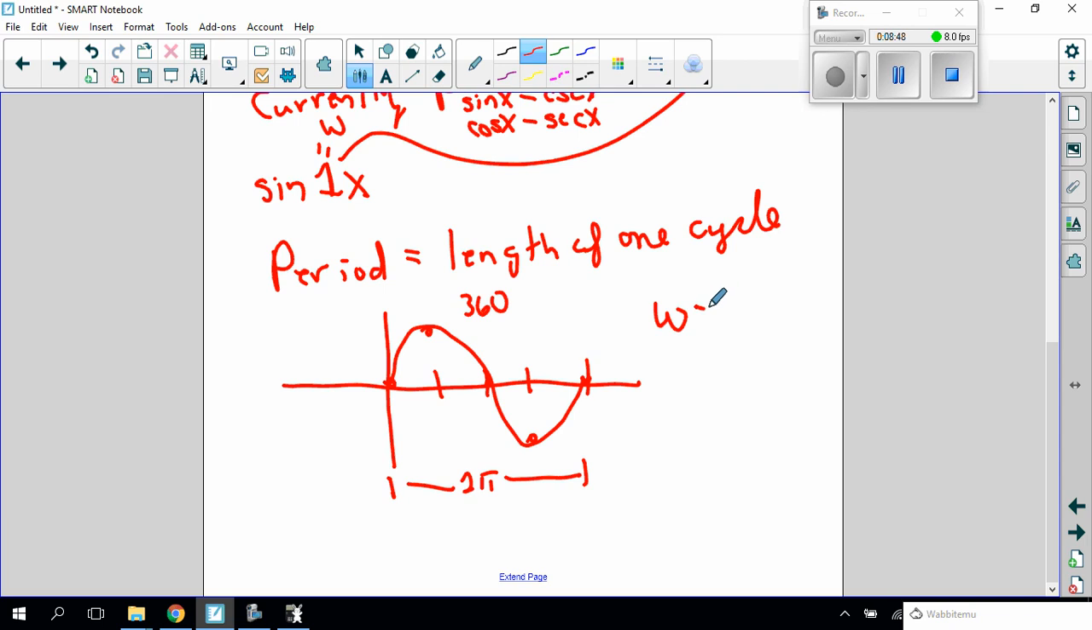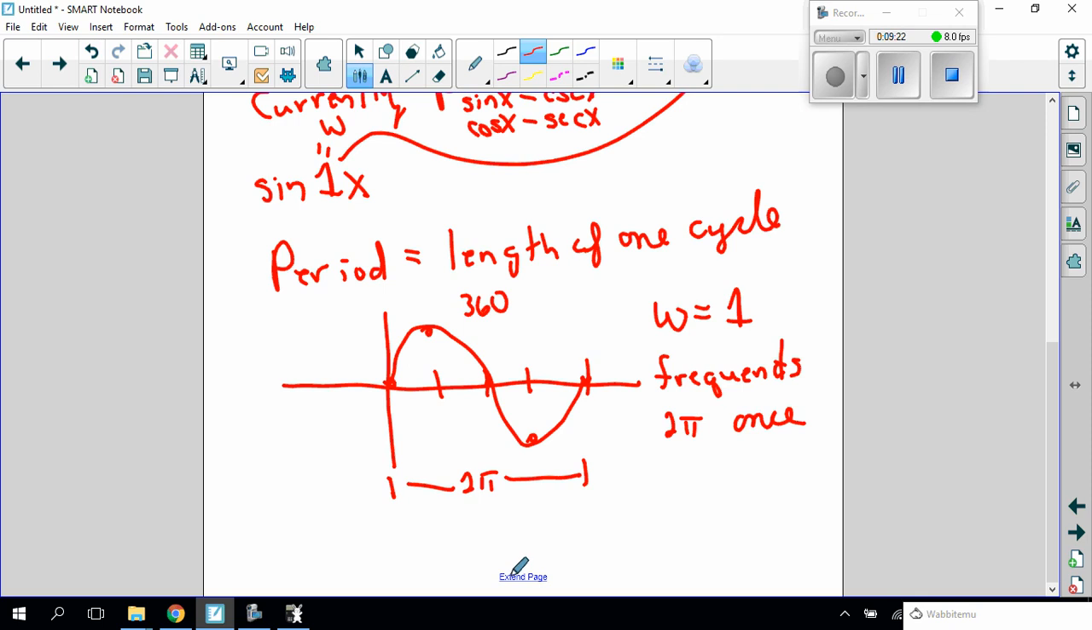Frequency, omega, we say, if it's 1, which it is here, it frequents 2 pi once. How frequent does it visit 2 pi? How frequent does it visit 360? That is when omega equals 1.